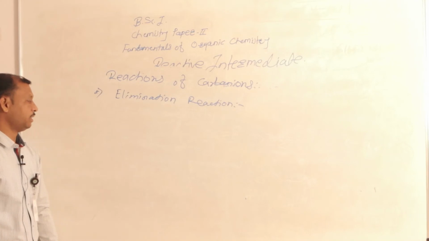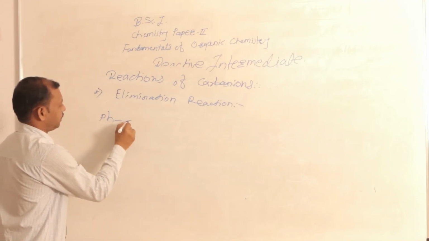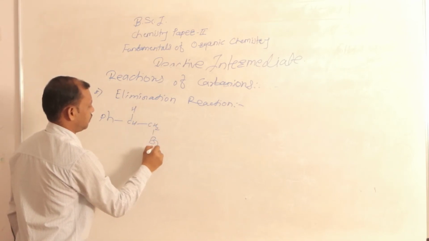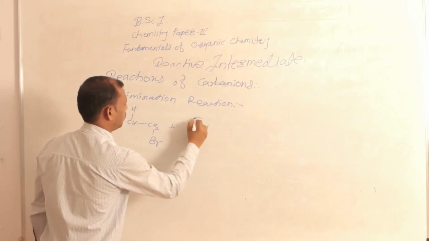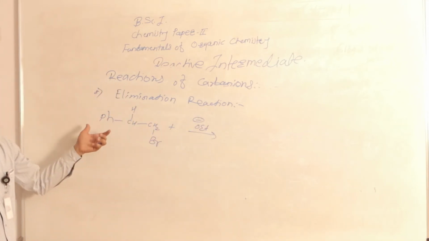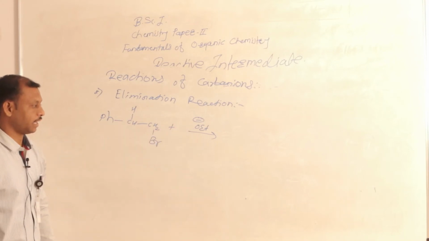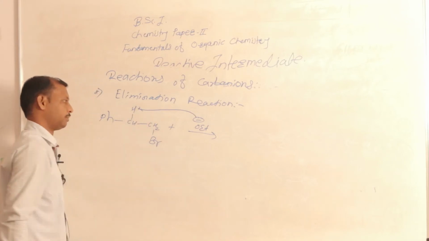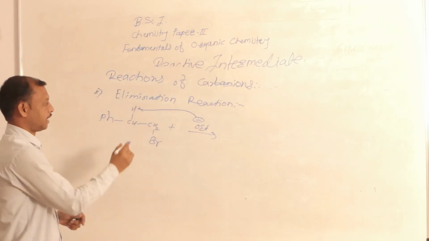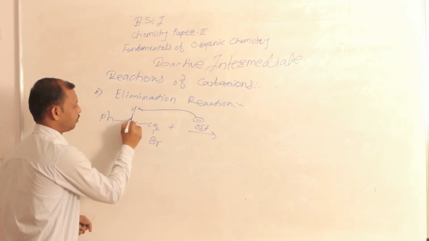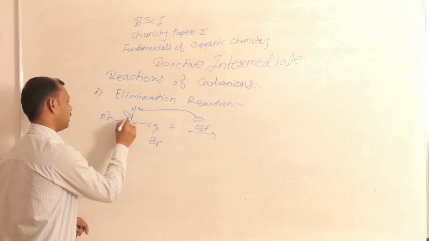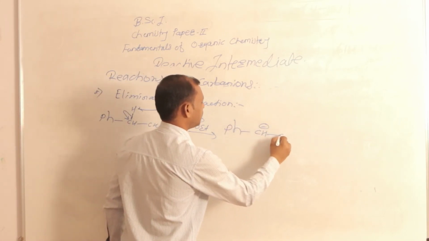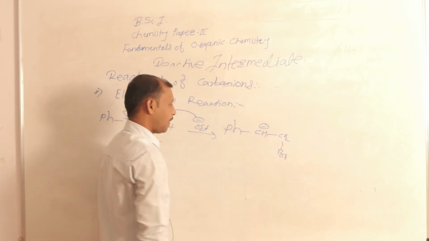Now, what happened? When this compound reacts with a strong base like OEt minus or NaOEt, it will abstract that acidic proton. At that time, the carbon-hydrogen bond undergoes heterolytic bond fission and forms a carbanion. So it forms PhCH minus CH2Br. Now this is the slow step.